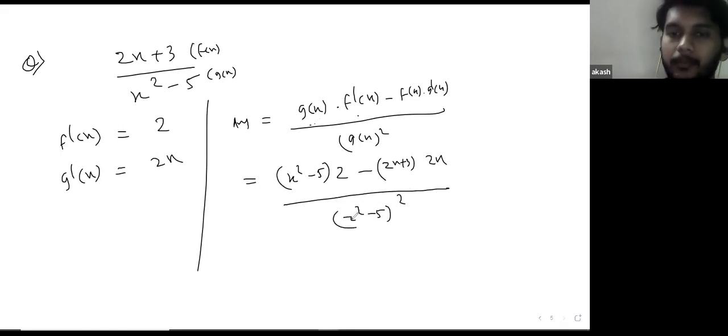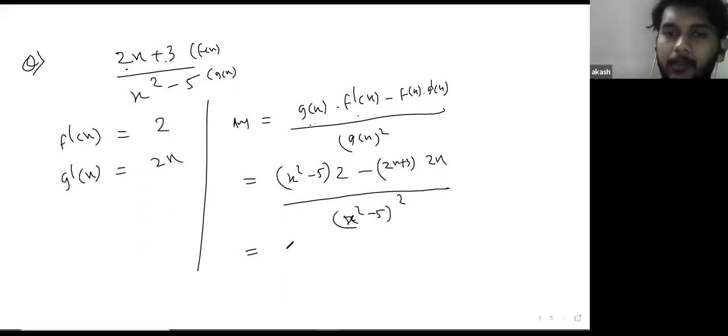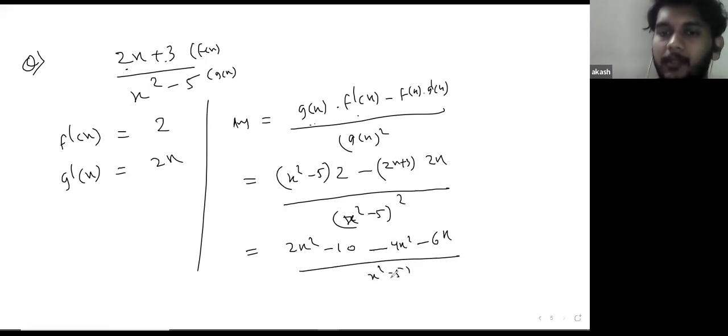And 2x plus 3, are we not taking it as one term? Which one? 2x plus 3. Yeah, I took that as one term, but differentiation of 2x plus 3 is 2 only, because differentiation of 3 is 0, right? Yes. All right. Now you can open this one. So this is 2x square minus 10 minus 4x square minus 6x whole divided by x square minus 5 whole square. So this you can take minus common. That would be better, I guess. So that is 2x square plus 6x plus 10 whole divided by x square minus 5 whole square.